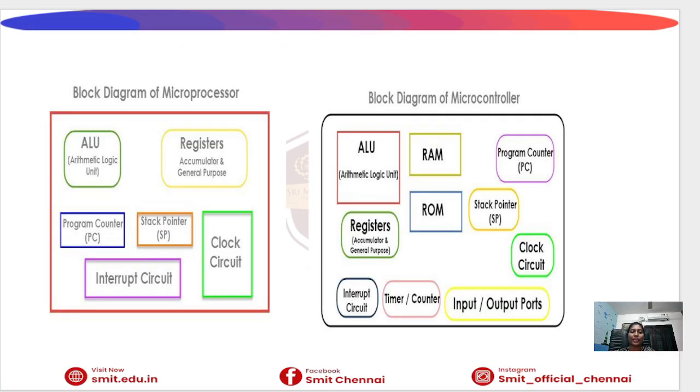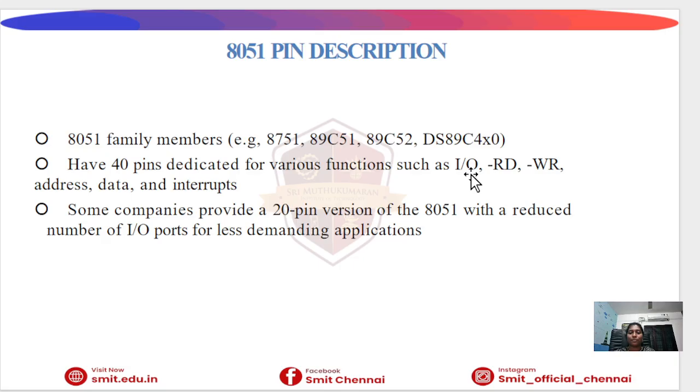Now let us see the block diagram of a microprocessor and a microcontroller. The arithmetic and logic unit, registers, program counter, stack pointer, interrupt circuit, and clock circuit are present in both the microprocessor and the microcontroller. These are common to both. The only additions are the RAM, ROM, and the timer and counter. These are important for the microcontroller, which is an extended version of the microprocessor.